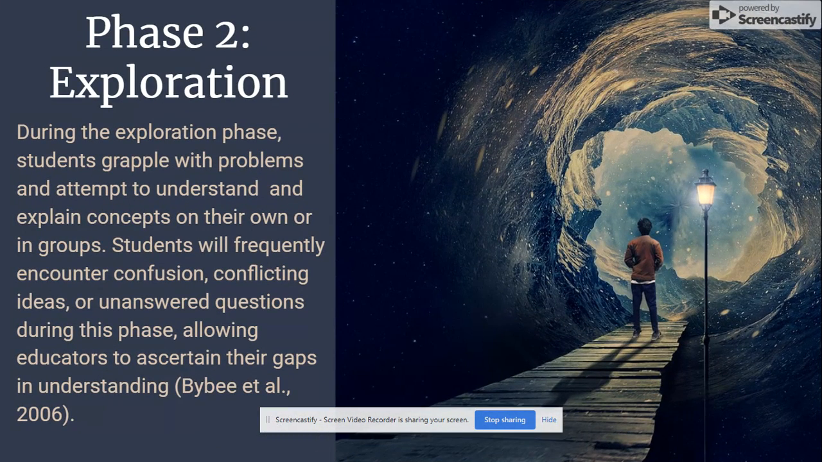Phase 2 is exploration, and during this part, the students are trying to do some things on their own. You're not guiding them necessarily, but they're trying to figure some things out independently. So they're going to be confused. They might have conflicting ideas, unanswered questions. This is an important phase because it allows teachers to see what students know and don't know and what the gaps in understanding are, which is really important for the next phase, the explanation.